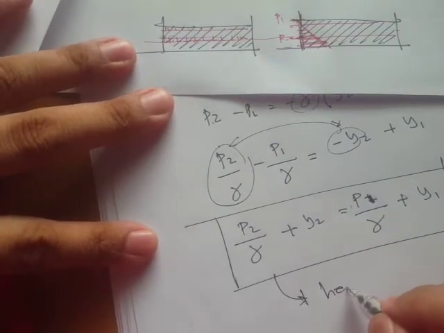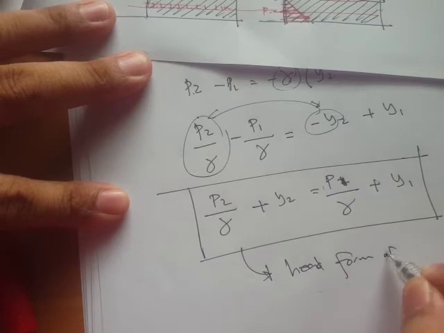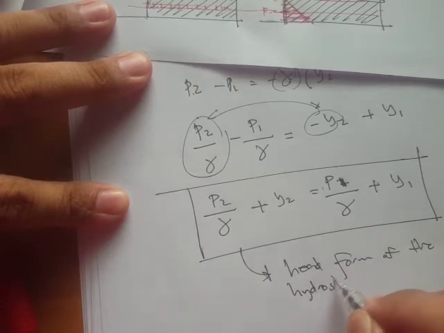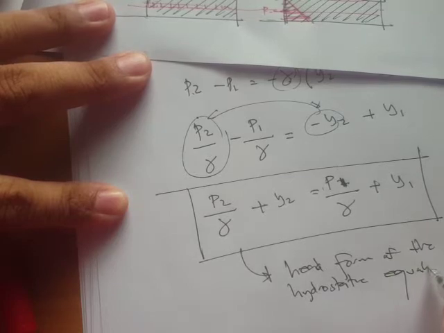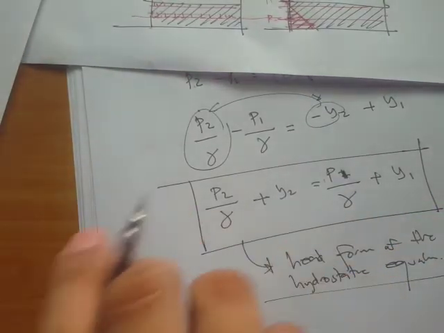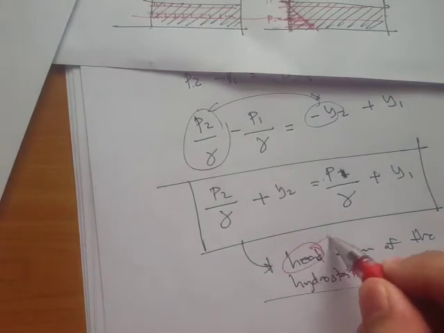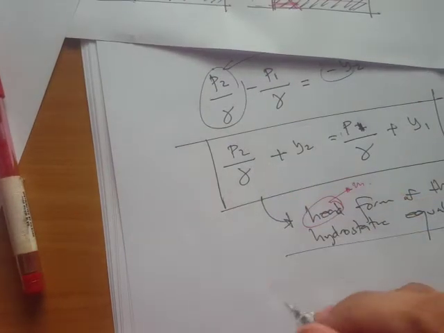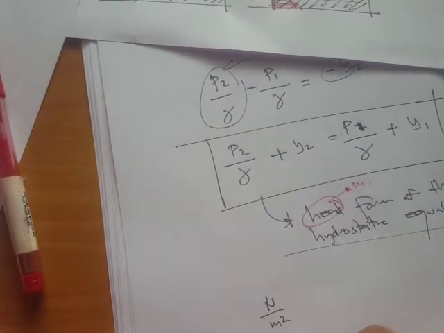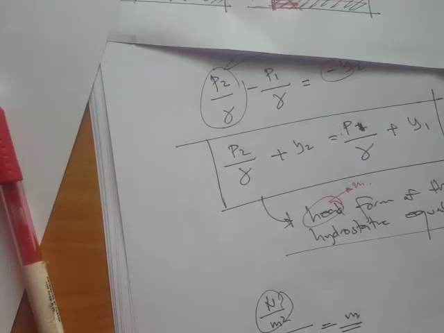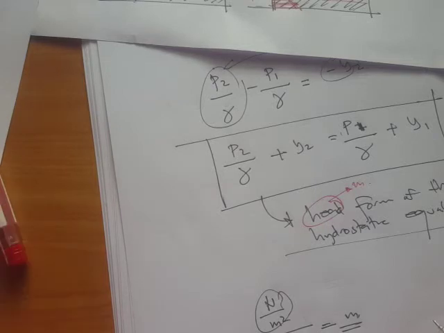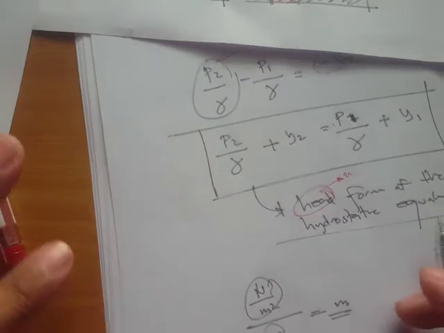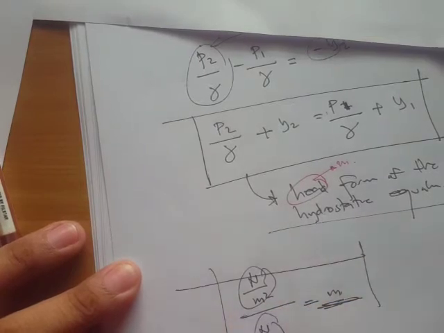It's what we call the head form of the hydrostatic equation. Okay, that's the head form. Why? Usually when you say head, the unit would be in meters. So let's check that out. This is pressure, p sub 2, that's Newton per meter squared, and this one is Newton per meter cubed. So this one divided by this, what you get is in meters. So pressure sometimes is measured in units of length. Okay, so this is the unit.